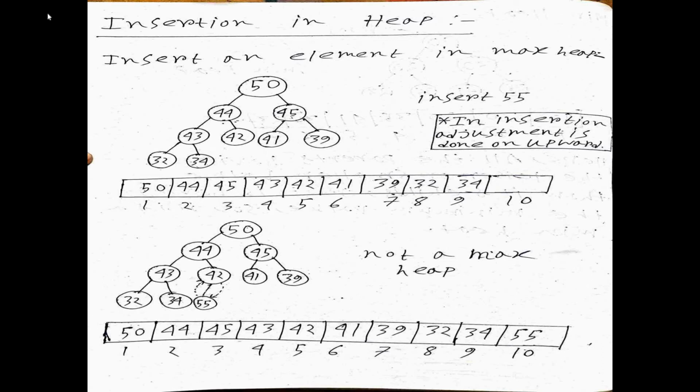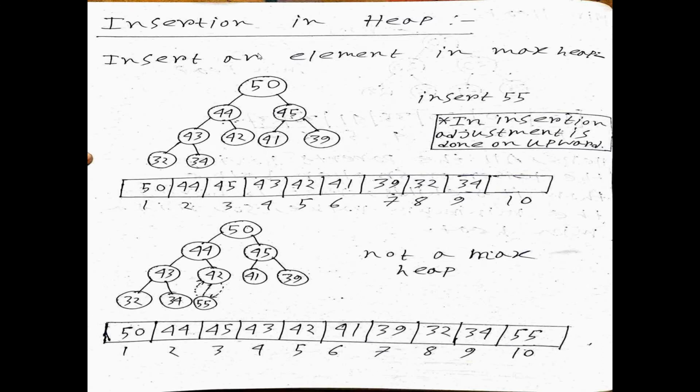Here, we already know that in heap there are two types, max heap and min heap. Here we are taking the example of max heap. That means we insert an element or a node in a max heap. You can also do it in min heap, but here I take the example of the max heap. Now here it is an example of the max heap.